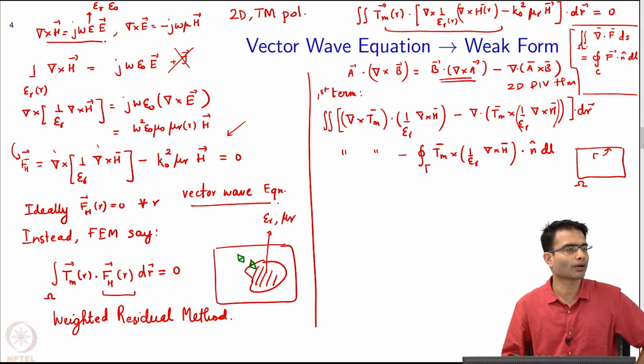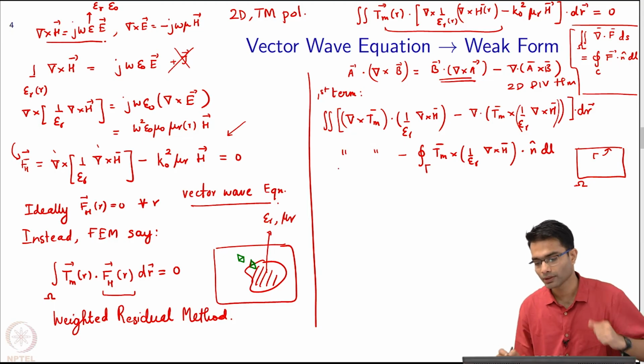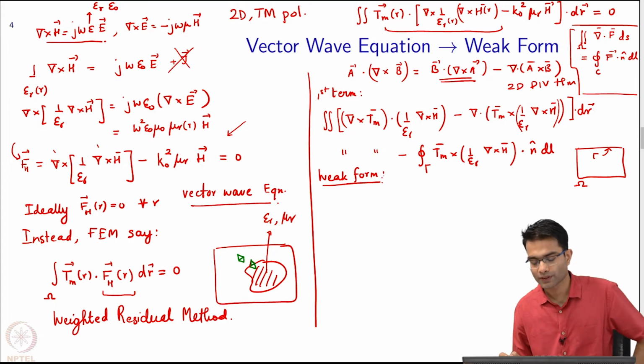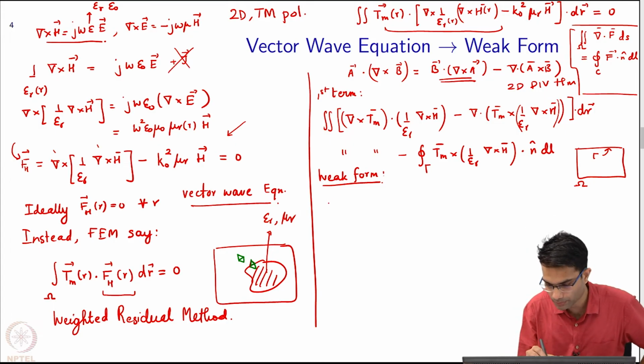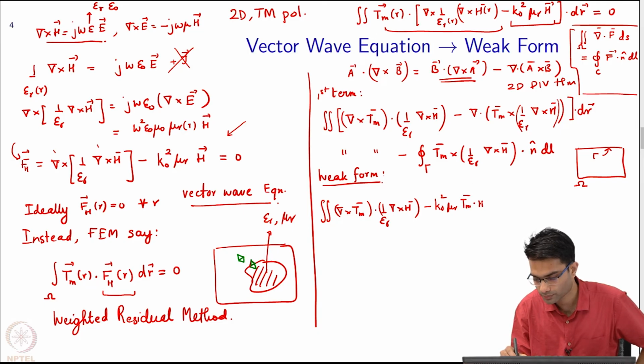So, I mean, it looks slightly complicated with all this del cross and all, but it is not very difficult. So, putting it all together, what does my weak form look like? First term will remain as is, right. So, first term will become curl of Tm dot 1 by epsilon r curl of H, that is my first term. Then I have the second term, k naught squared mu r Tm dot H.